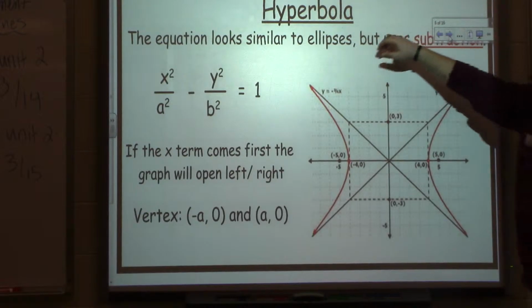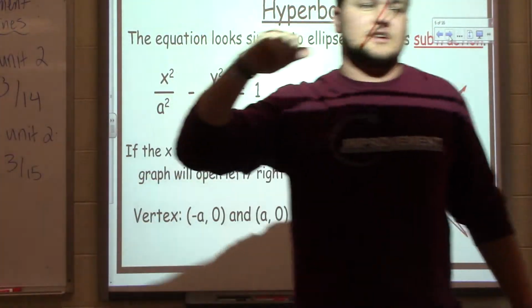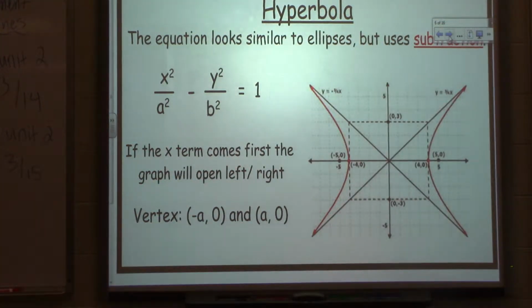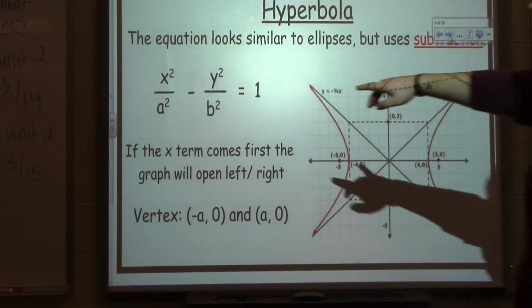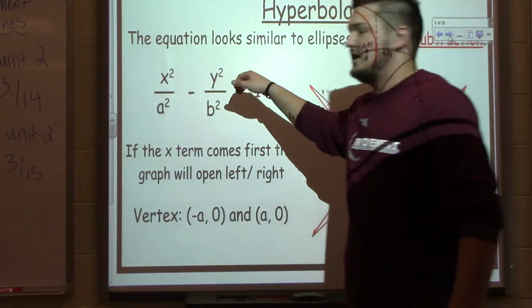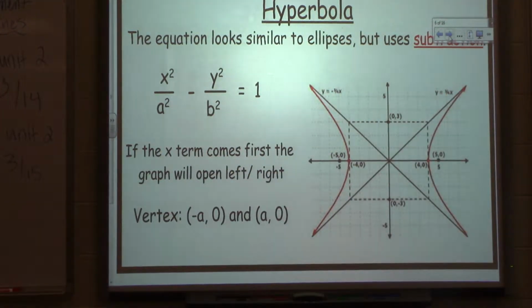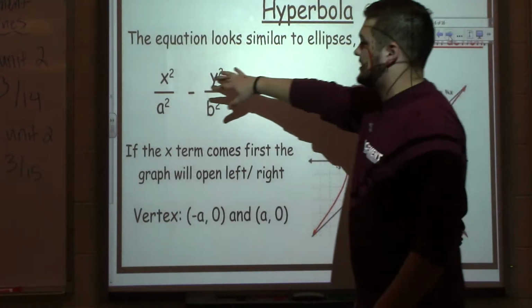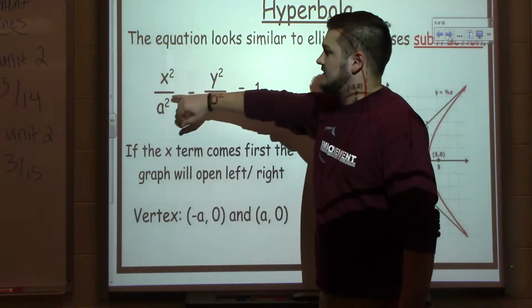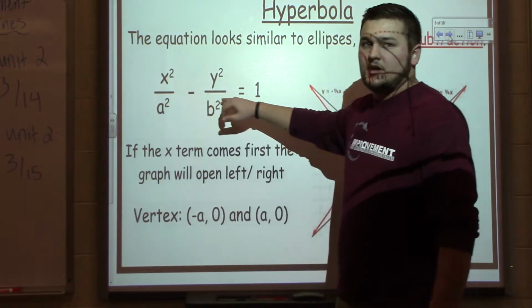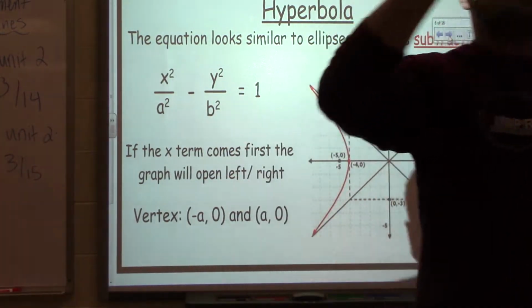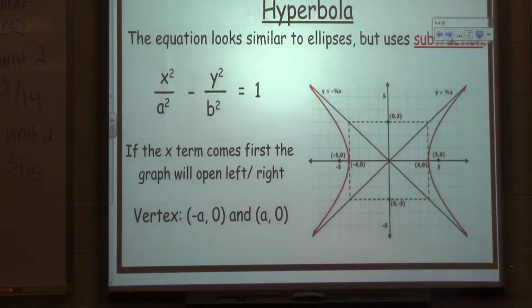So, the equation looks similar to ellipses, except we have subtraction there. Right? We said with an ellipse, we had two different denominators. We had addition, and it was equal to 1. With hyperbolas, we're doing subtraction equal to 1. Alright? So, if our x term comes first, because it's subtraction, our a squared can be determined. A squared is always left, b squared is always right. Which way it opens is going to determine which one comes first.